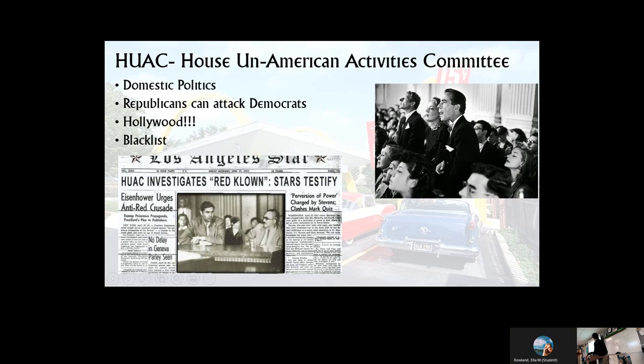oh my God, I can't remember his name, Danny Kaye. And anybody would be accused of being a communist in Hollywood and put on a blacklist. And there were hundreds of actors, producers, directors who did not work for the rest of the decade. All they had to do is accuse somebody of being a communist.